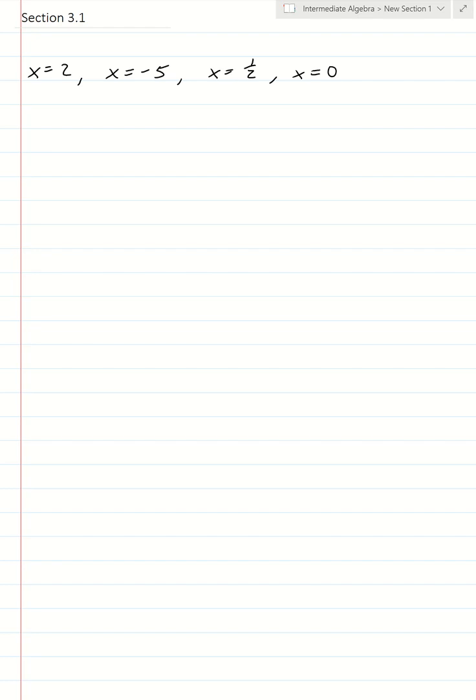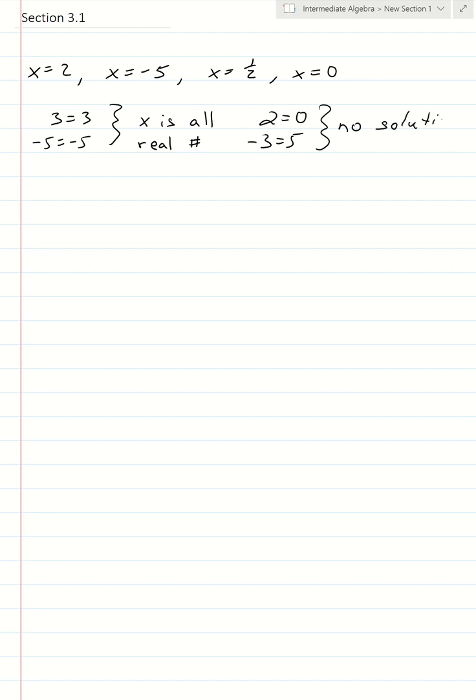So we saw that when we were solving linear equations, we had one unique solution. But then we recall those two special cases. If we were left with 3 equals 3 or negative 5 equals negative 5, when this happened, we were left with a true statement, and that's when we wrote that x is all real numbers. If we were left with something like 2 equals 0 or negative 3 equals 5, when this was a false statement, that's when you wrote no solution. Okay?